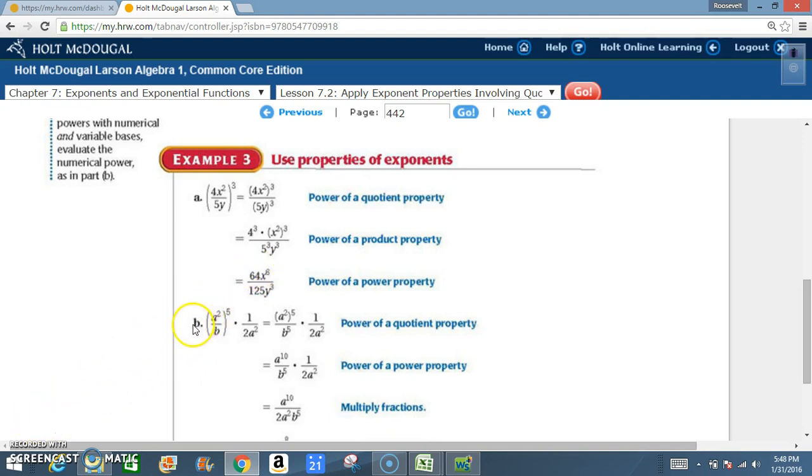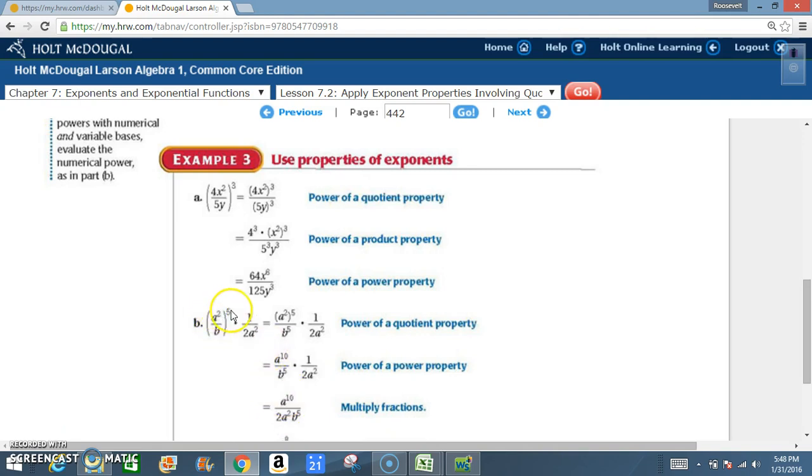All right, let's go to b. We have a squared over b raised to the 5th power, times 1 over 2 times a to the 2nd power. Once again, don't get intimidated. The process is pretty simple. We're going to go from here to here and then there. All right, here we go.